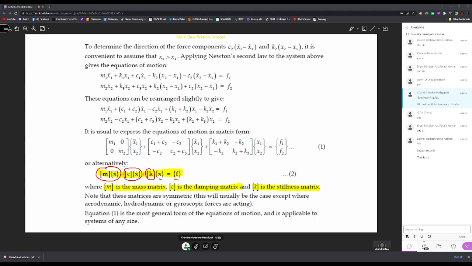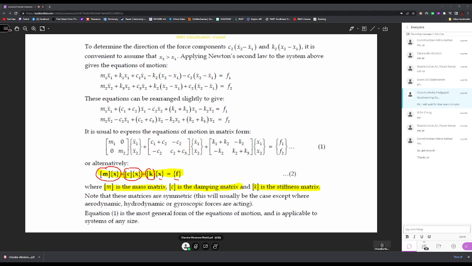Okay, so now what we can learn from this is that a multi-degree of freedom system, we can derive the equations of motion using Newton's law, and we can write the equations of motion in matrix format. Simply, when we are dealing with a 2 degree of freedom system, you end up getting a 2 by 2 matrix like this, matrix multiplication.